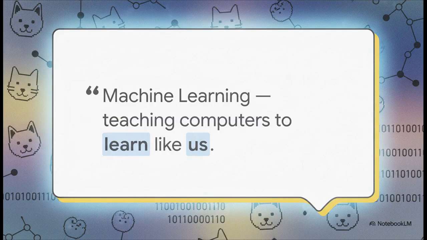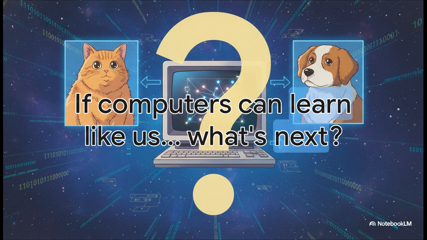So if you take just one thing away from all of this, let it be this idea. At its core, machine learning is really about us trying to get computers to learn from experience and recognize patterns in a way that feels, well, very human. It's an incredibly powerful technology that's turning raw information into actual insight. And that leaves us with one final, very big question to think about. As computers get better and better at learning like us, what impossible problems are we going to solve next?